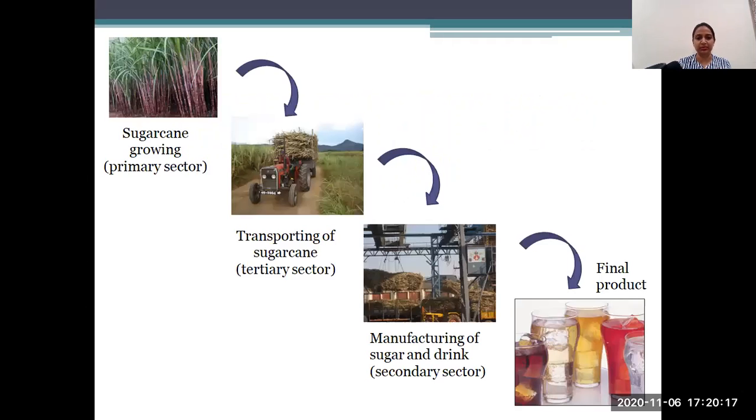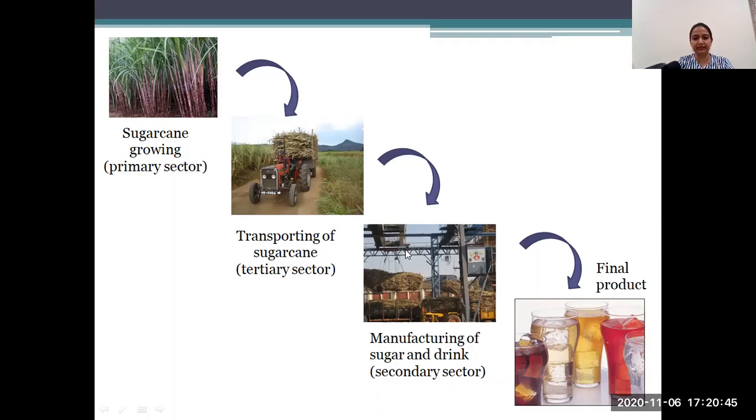We'll take this example of this picture. Now look at this picture very carefully. What can we see here? In the first picture, we can see the sugarcane growing, okay? And we know we have already seen this comes under the primary sector. Then it is being transported and sent to some other place. So transportation comes under this tertiary sector.